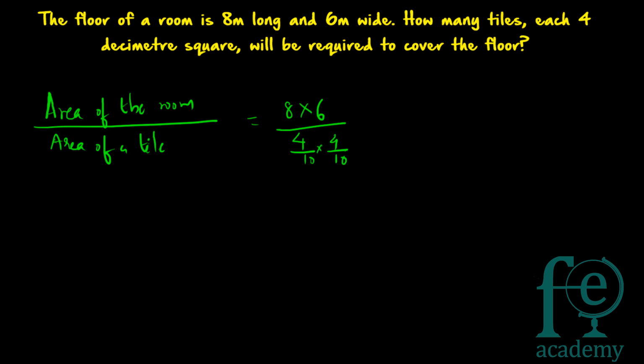So this is your formula and by solving this you will get the number of tiles required. So thumb rule is area of the room divided by area of one tile. You have to find out the area of one tile and the area of the room. So area of the room divided by area of tile will give you how many tiles are required to cover the room. So 8 into 6 into 10 into 10 divided by 4 into 4. So what will you get? 300. So 300 tiles will be required to cover the floor.